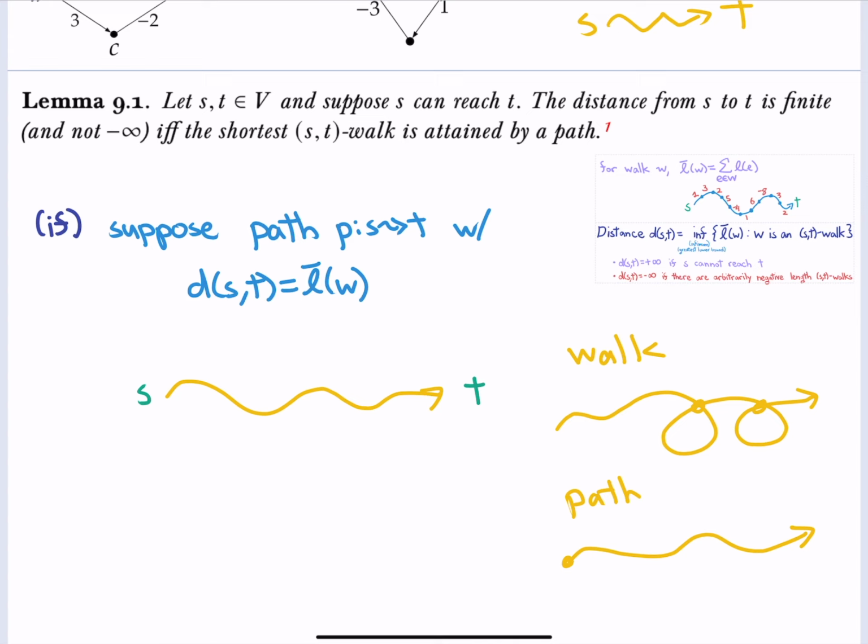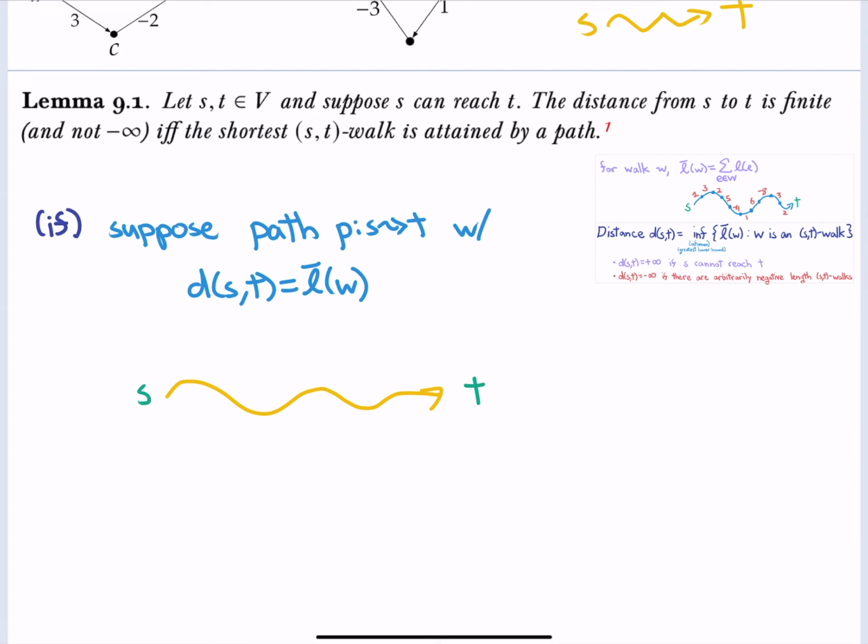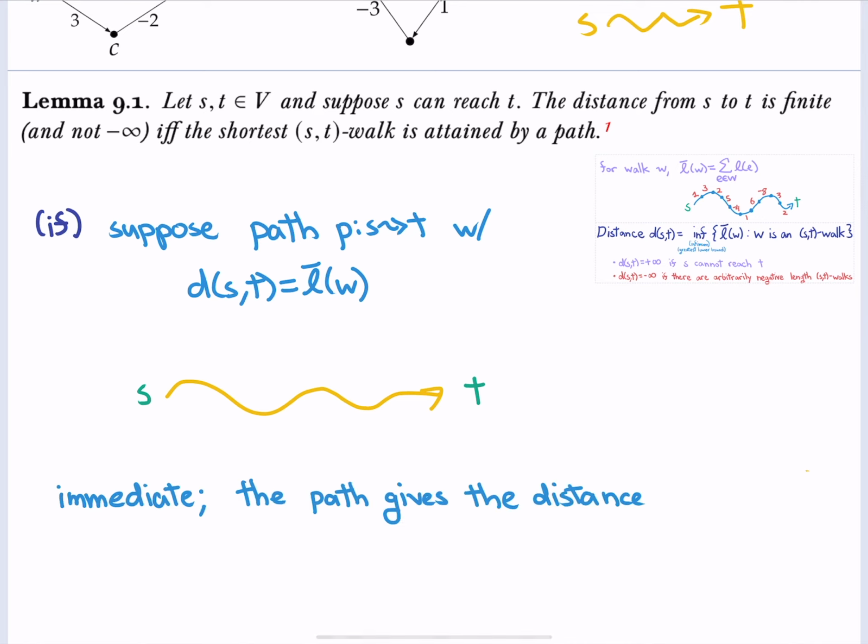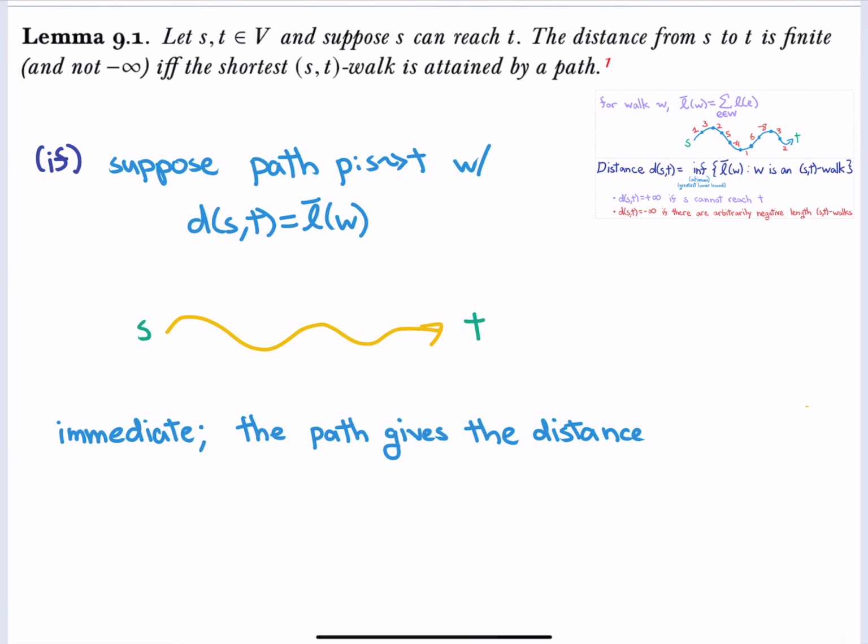Perfect. Okay, so the claim is the distance is finite if and only if there's a path. One direction is not too difficult. Suppose there is a path from S to T that gets you that distance, so DST is equal to the length of that path. Well, the length of any path is finite. So one direction is sort of trivial. If there is a path from S to T where the length is equal to the distance, then of course it must be finite. Not very interesting.